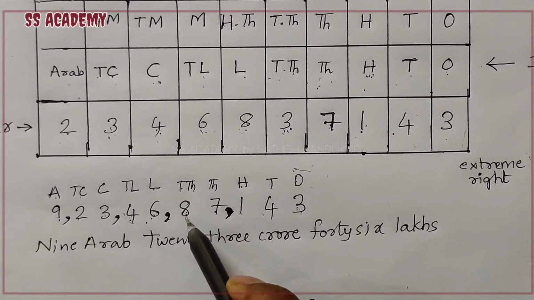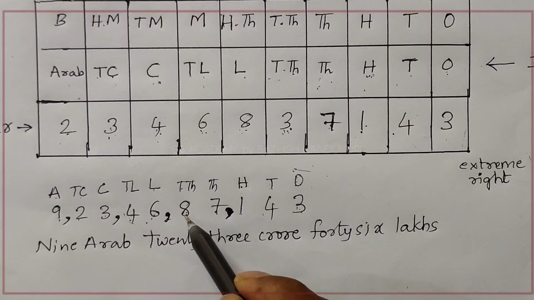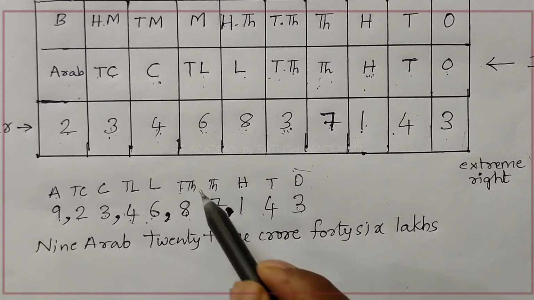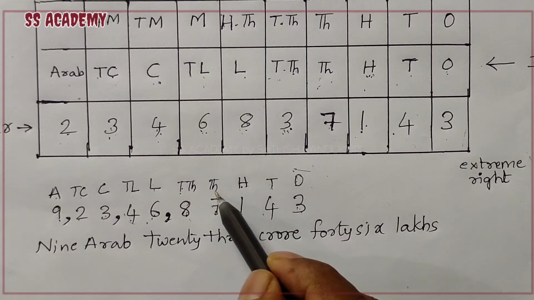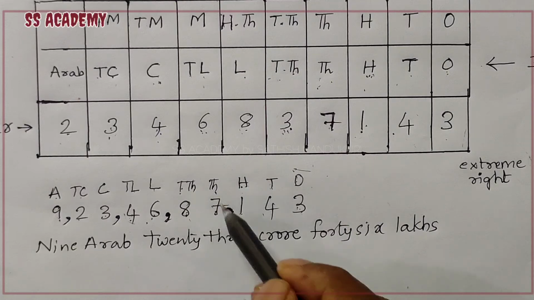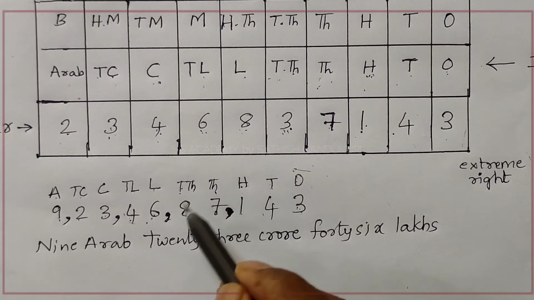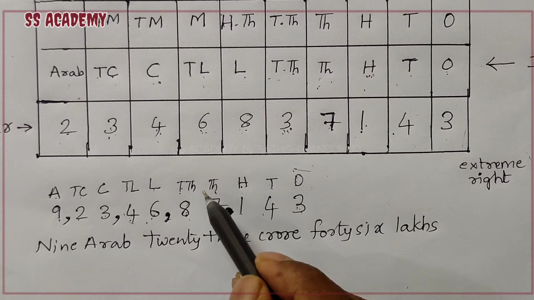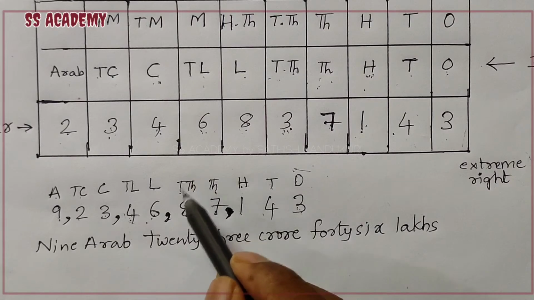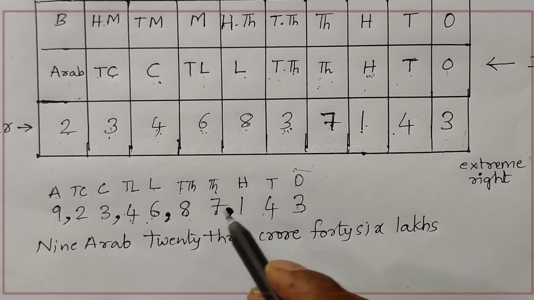After that, it is the thousands category. Here 8 is in 10 thousands place, 7 is in thousands place. That means this number 87 is in the thousands category. So you need to write it as 87,000.